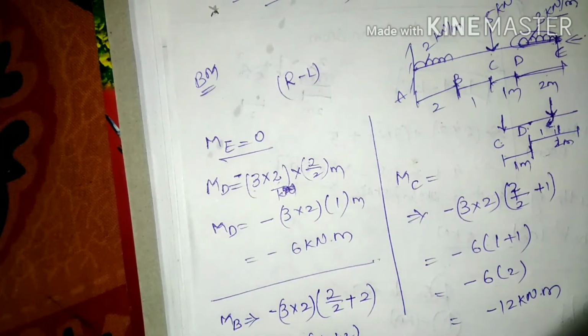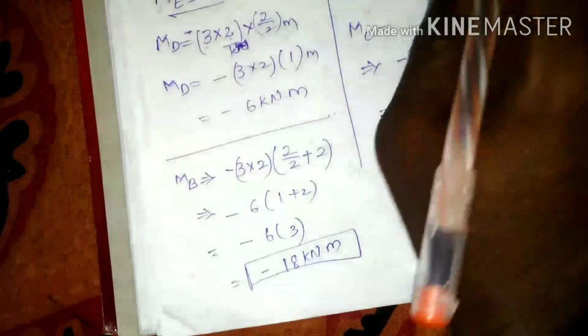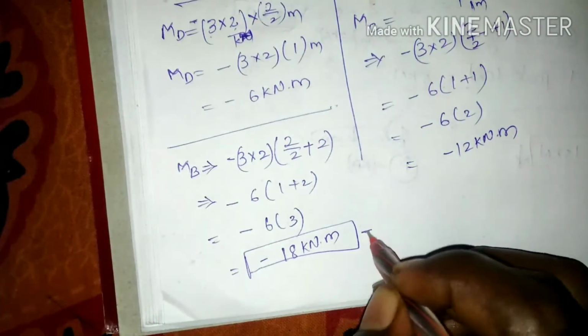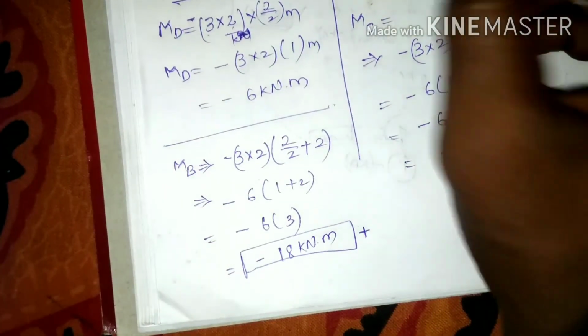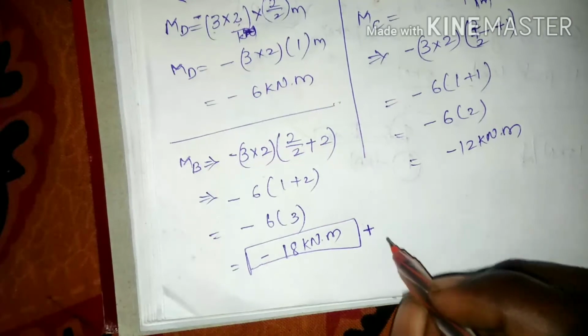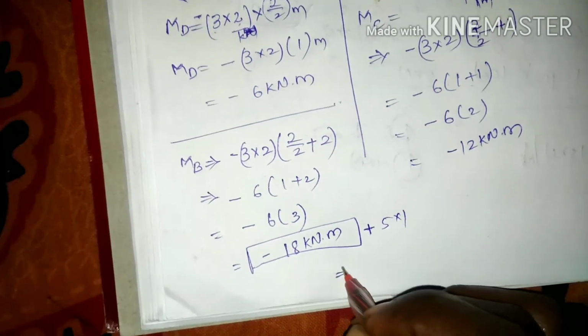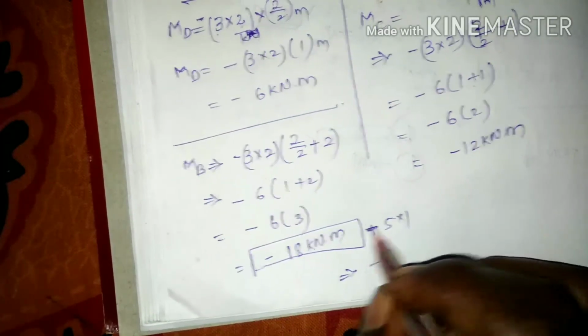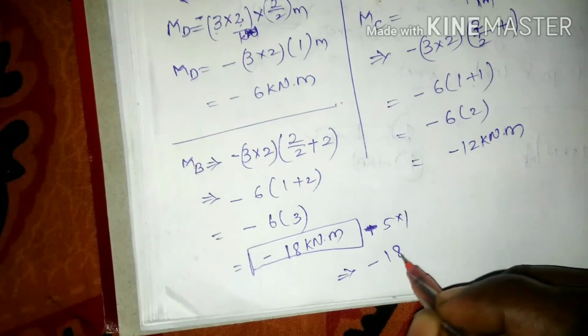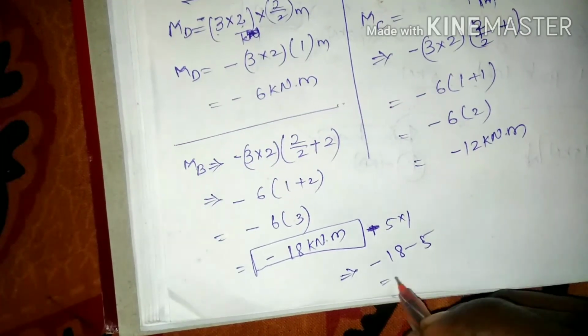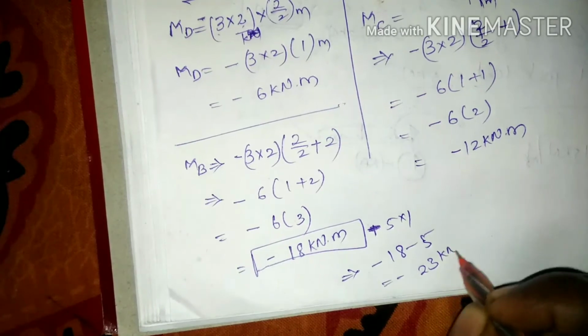Next, moment about A. Here we are having a point load also, at a distance of 1 meter from C to B, that is 5 into 1. That is going to be minus of minus 18 minus 5, minus 23 kilonewton meter.